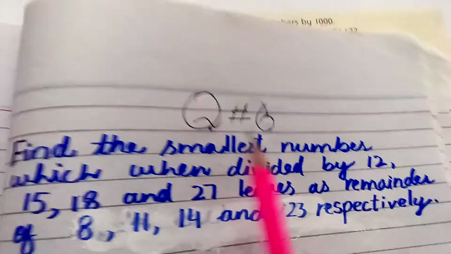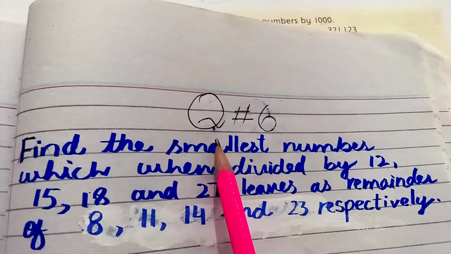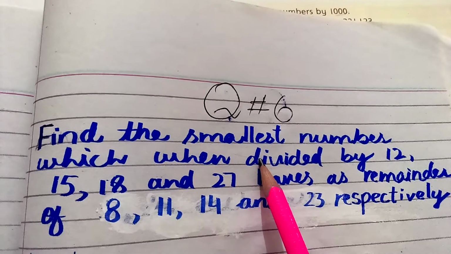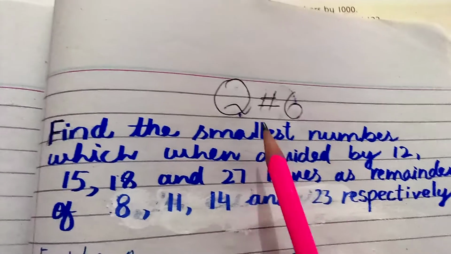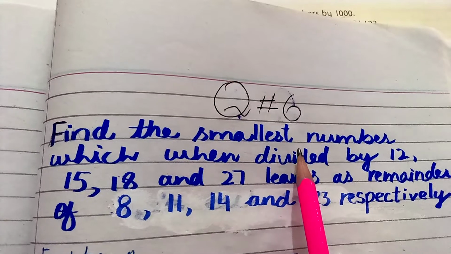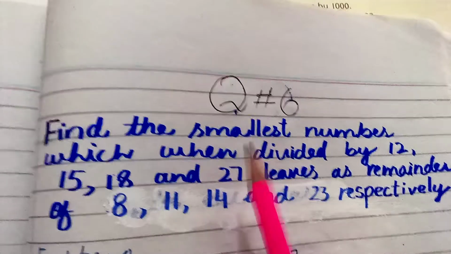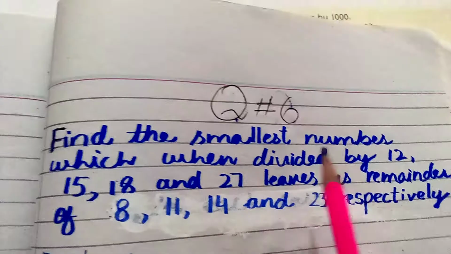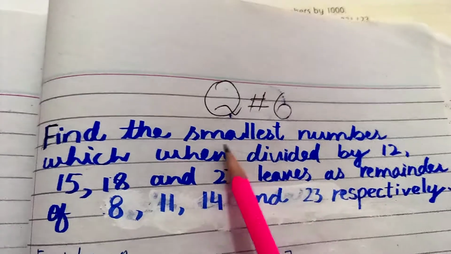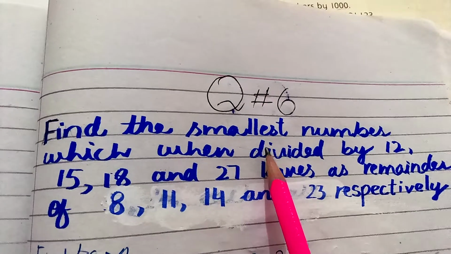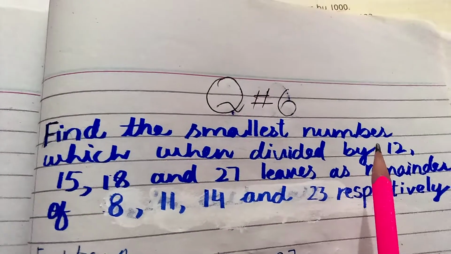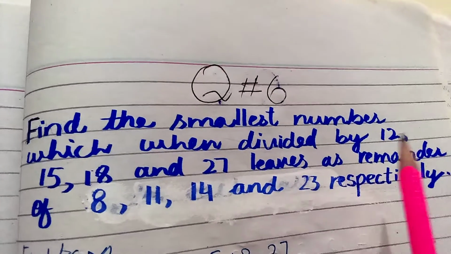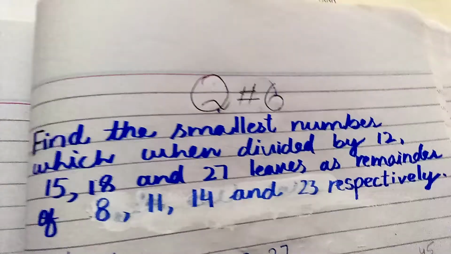Find the smallest number which when divides means that we have to find the LCM. These are the clue words. Smallest number which when divides means we have to find the least common multiple. The smallest number which when divide, that number will be the least common multiple, or the LCM. From here we have come to know that we have to find the LCM. And this is the first step.